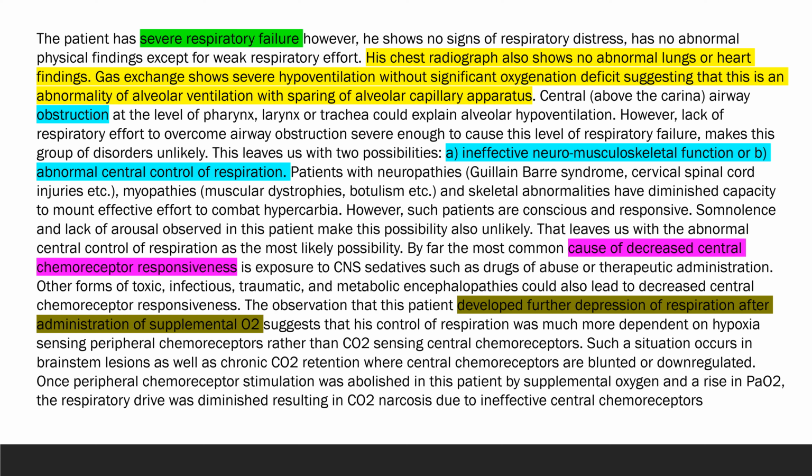You will understand this only if you know the chemical control of respiration. There are central chemoreceptors and there are peripheral chemoreceptors. The central chemoreceptors are mainly responsive to CO2, and peripheral chemoreceptors, which are more rapidly reacting, mainly to hypoxia, that is O2. So in this case, since there is some problem with your CNS, your central chemoreceptors are not working, and you have taken away the signal of peripheral chemoreceptors, which was hypoxia, by supplementing oxygen. So that is where your child here worsened by giving more oxygen.